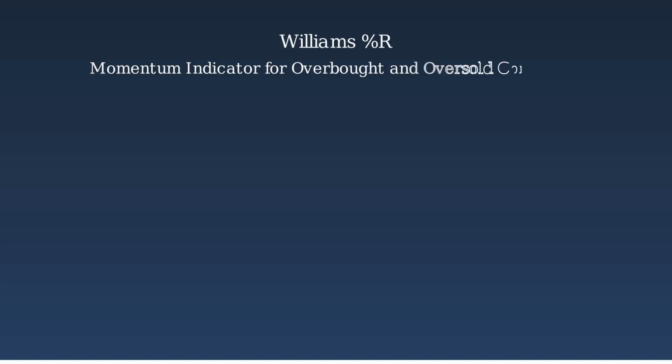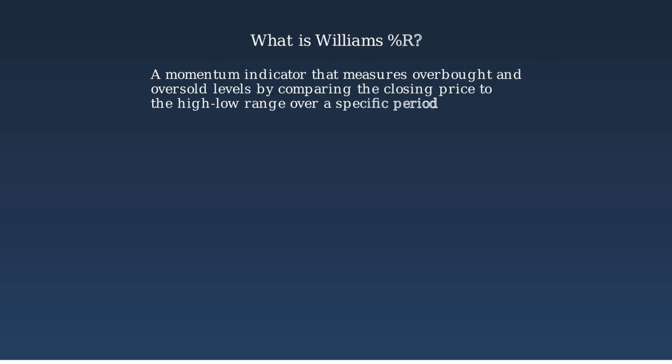Williams Percent R is a powerful momentum indicator that helps traders identify overbought and oversold conditions in the market. Developed by Larry Williams, this indicator measures the relationship between the closing price and the high-low range over a specific time period.